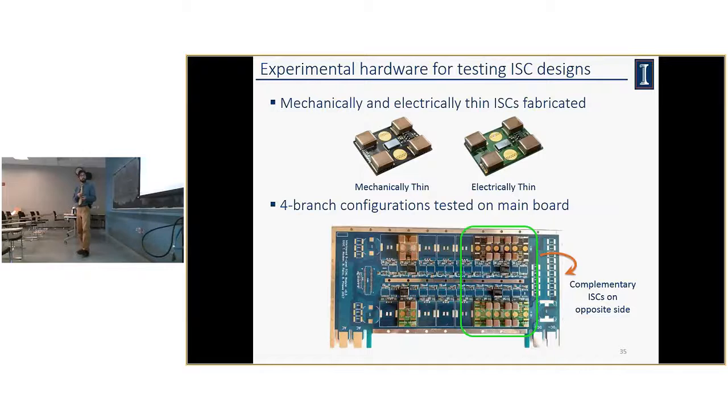So we actually fabricated a mechanically thin version and an electrically thin version of these switching cells. And we tested the four-branch configurations, so that would be considering adjacent switching cells, on the main board that will eventually be used as the converter platform. The four-branch configuration was used in this case because that'll be particularly relevant for the actual converter implementation. And again, the complementary switching cells are on the opposite side of the converter in this case.